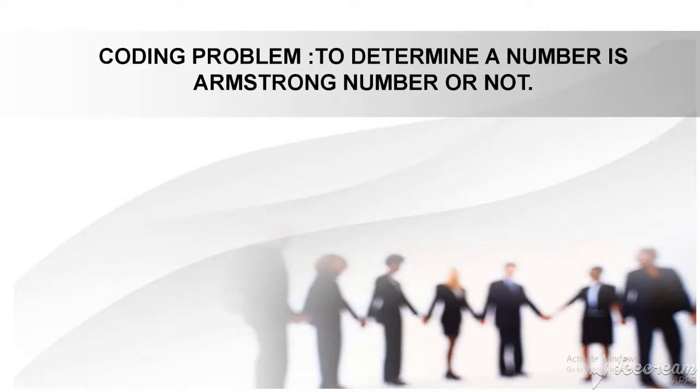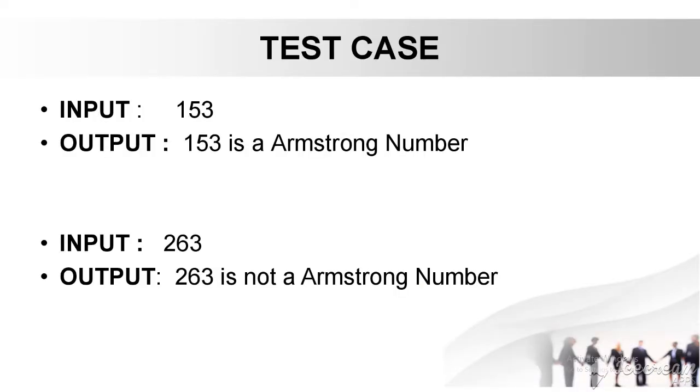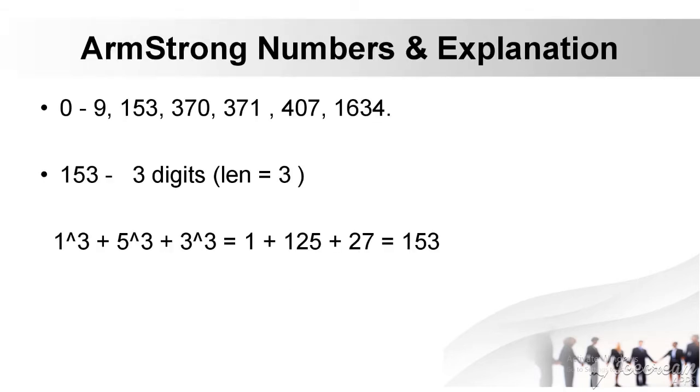In this video, we will learn how to determine whether a number is an Armstrong number or not. Let us take an example of a sample test case. Input is 153. 153 is an Armstrong number, whereas 263 is not an Armstrong number. How can we say that?